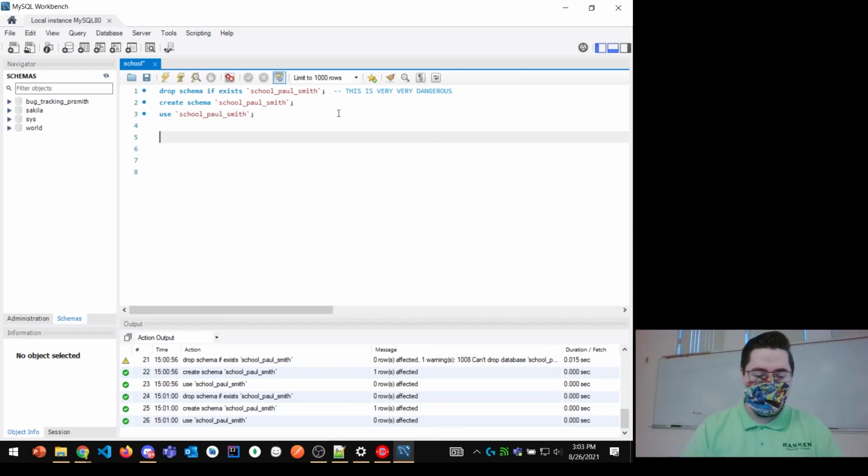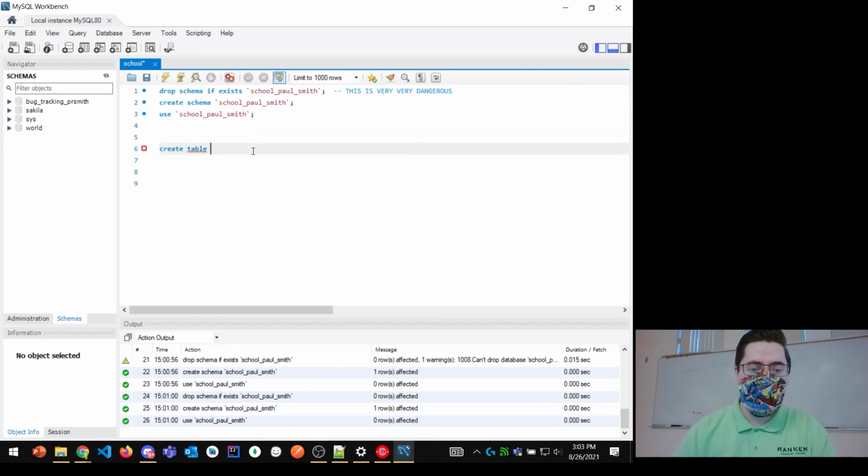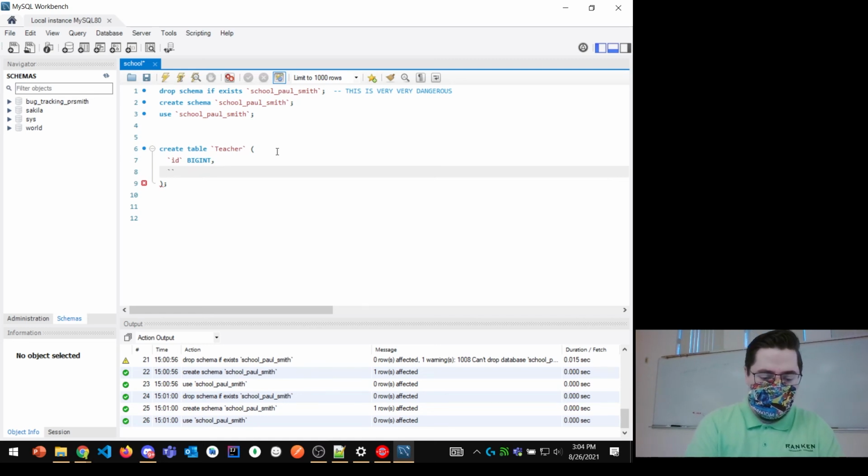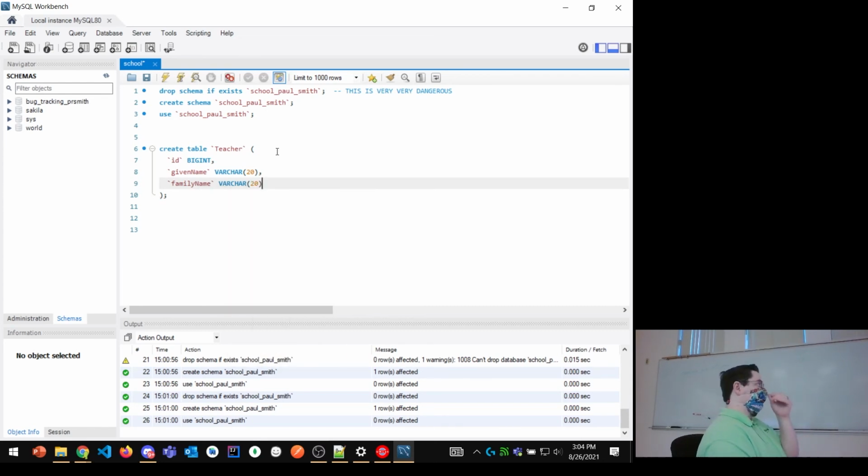And let's kind of look at what that looks like. So I'm going to say create table. And I generally give myself some blank lines in here to kind of separate things out. So create table, and let's say this is the teacher table. In here, I want an ID. And for the moment, let's make that a big int. And we'll talk about data types in a minute. I want the given name, and that's going to be a varchar of some sort. So I might say varchar 20. And the family name, varchar 20. So just like that, you can start creating tables.